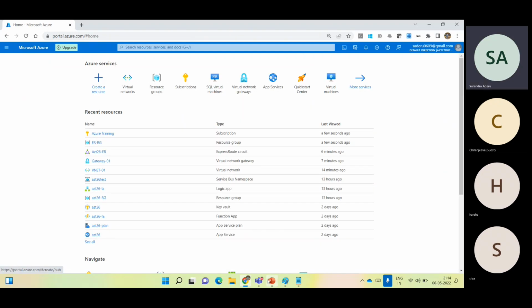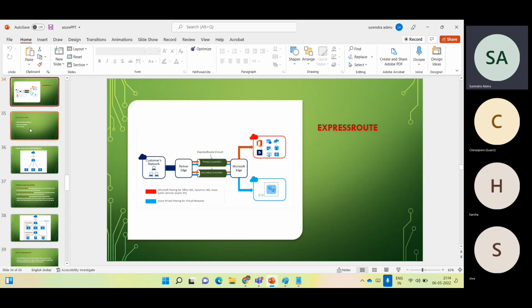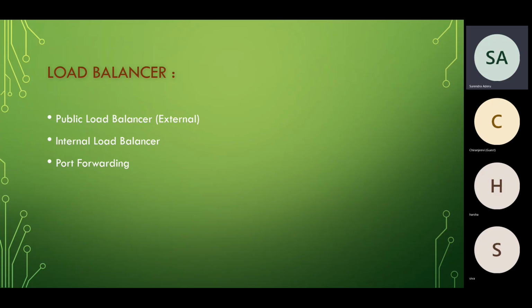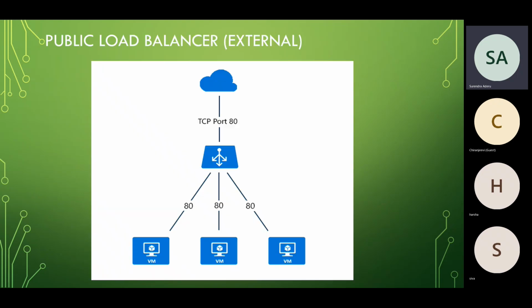Okay. The next concept which we're going to talk about is load balancer. This is a very frequent concept irrespective of cloud or on-premises. Load balancer is a mandatory service being used at any organization. You have a public load balancer, internal load balancer, and port forwarding, three concepts in load balancer. A public load balancer receives whatever traffic comes from the internet and balances the load across multiple virtual machines.